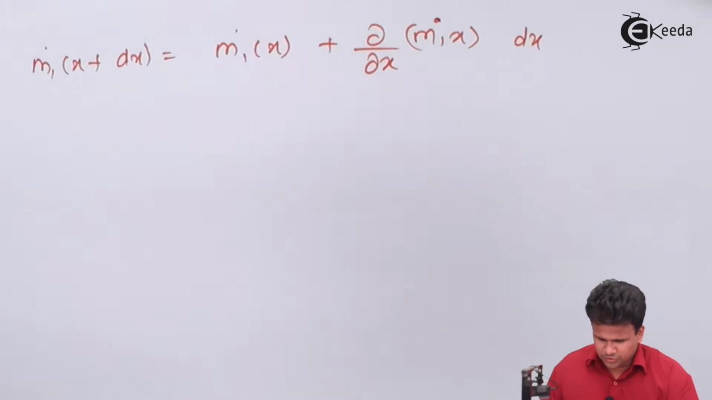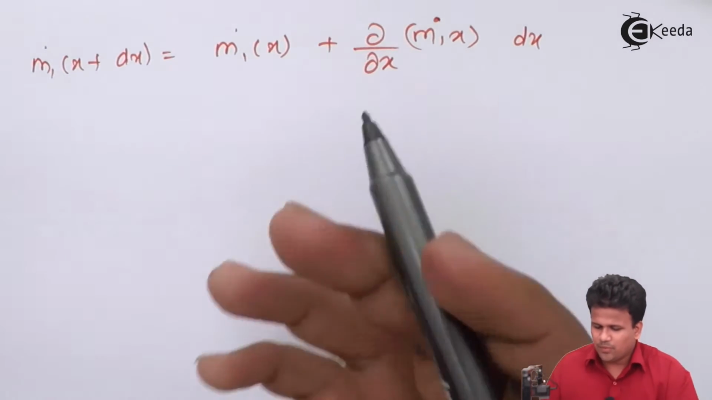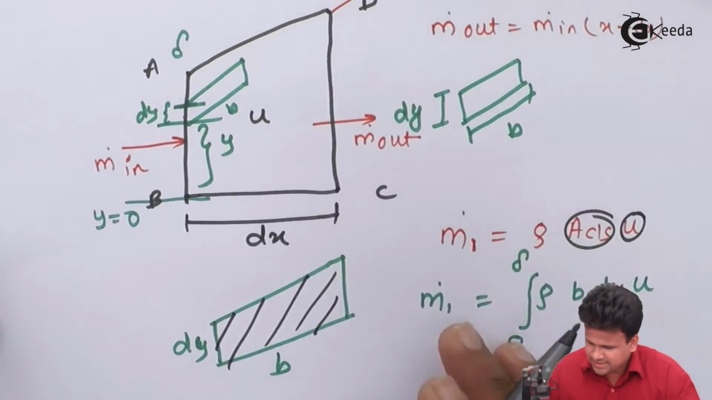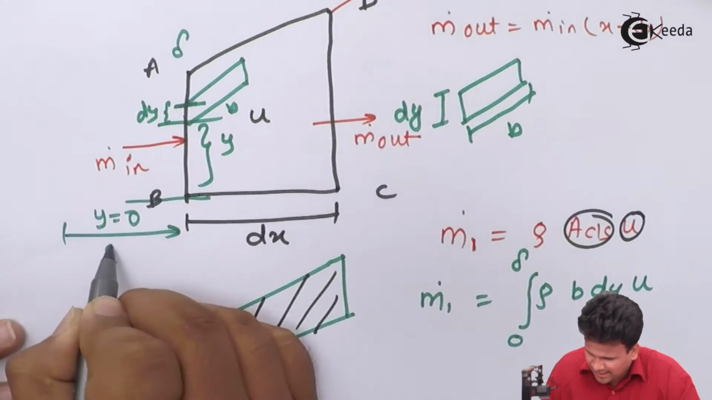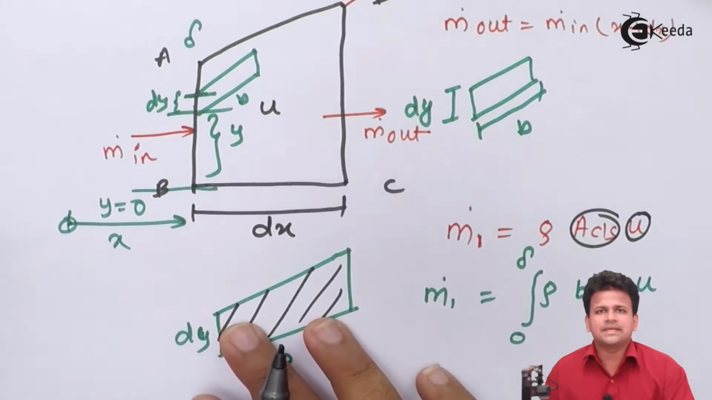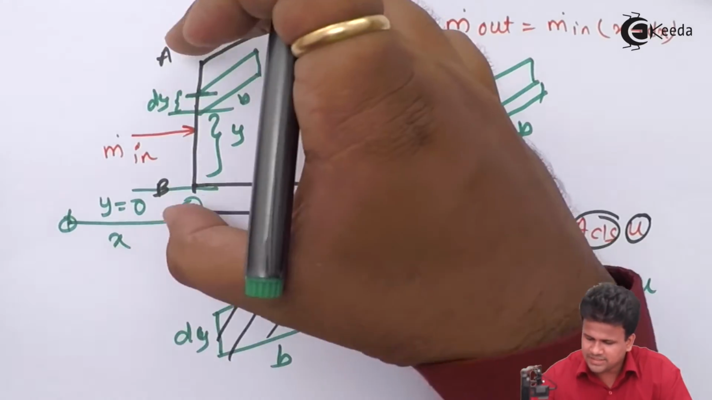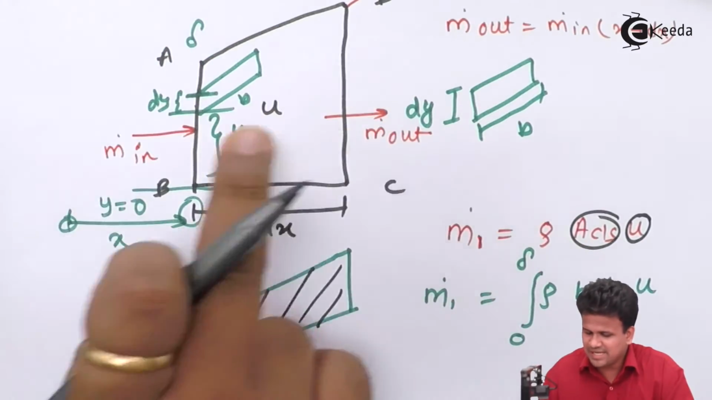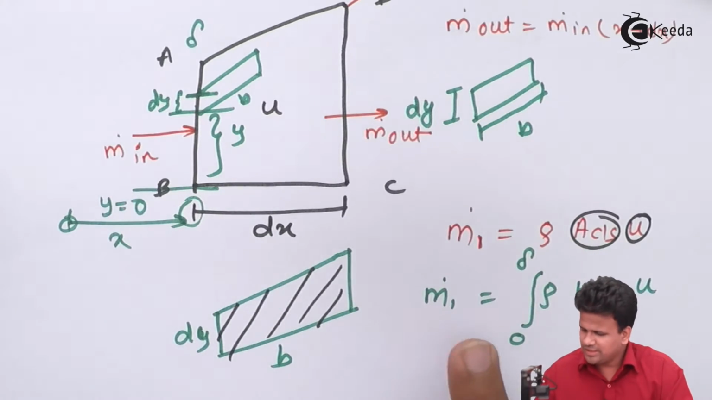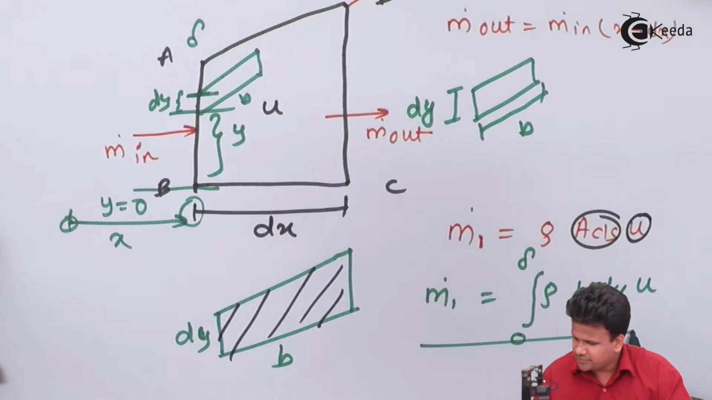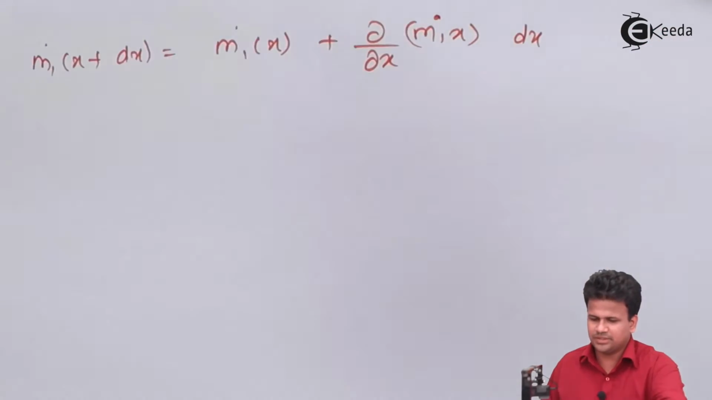Now let us substitute what is the value of m dot x. Now what is actually m dot x is, from the previous equation, the mass flow rate at a distance of x from the leading edge. So now the mass flow rate at a distance from a leading edge is actually the mass flow rate which is coming inside, that is m dot in. So m dot in or m dot 1 is one and the same thing. So let us substitute in that equation. So we have to substitute m dot 1 at x as this value. So let us substitute in this equation.